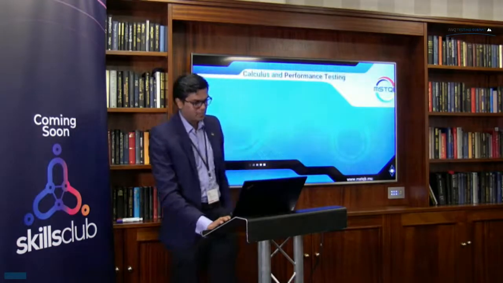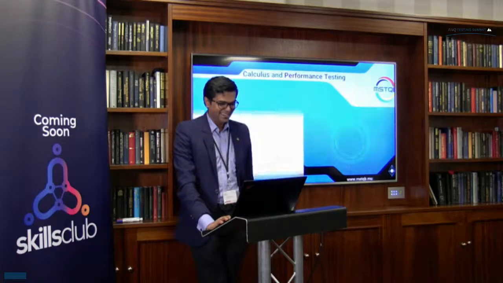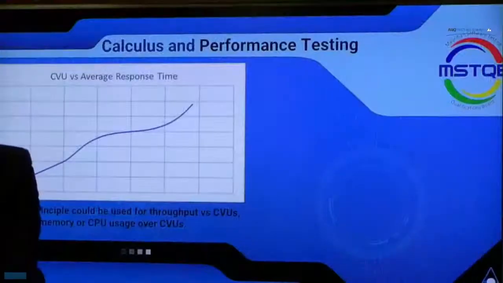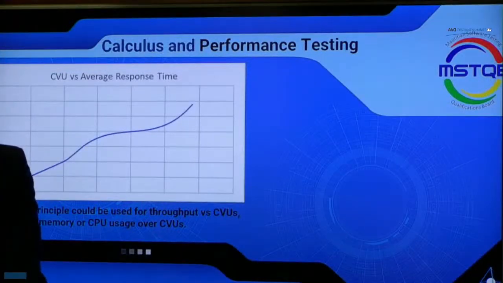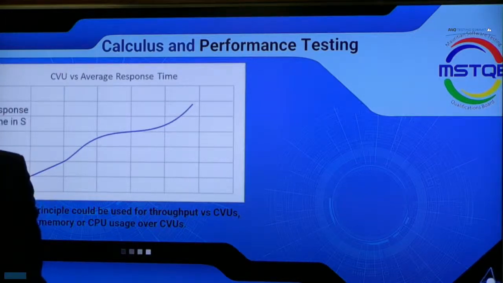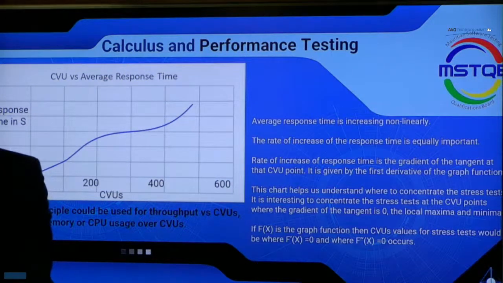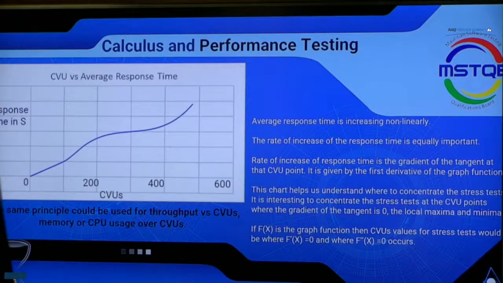Right. Now coming back to the mathematical concept of calculus. There are many tools that give you a chart, and those charts have a trend in them. In this case, let's say it's CVU versus average response time. We have response time in seconds, and we have the CVUs on the x-axis, and we have a certain trend like this.